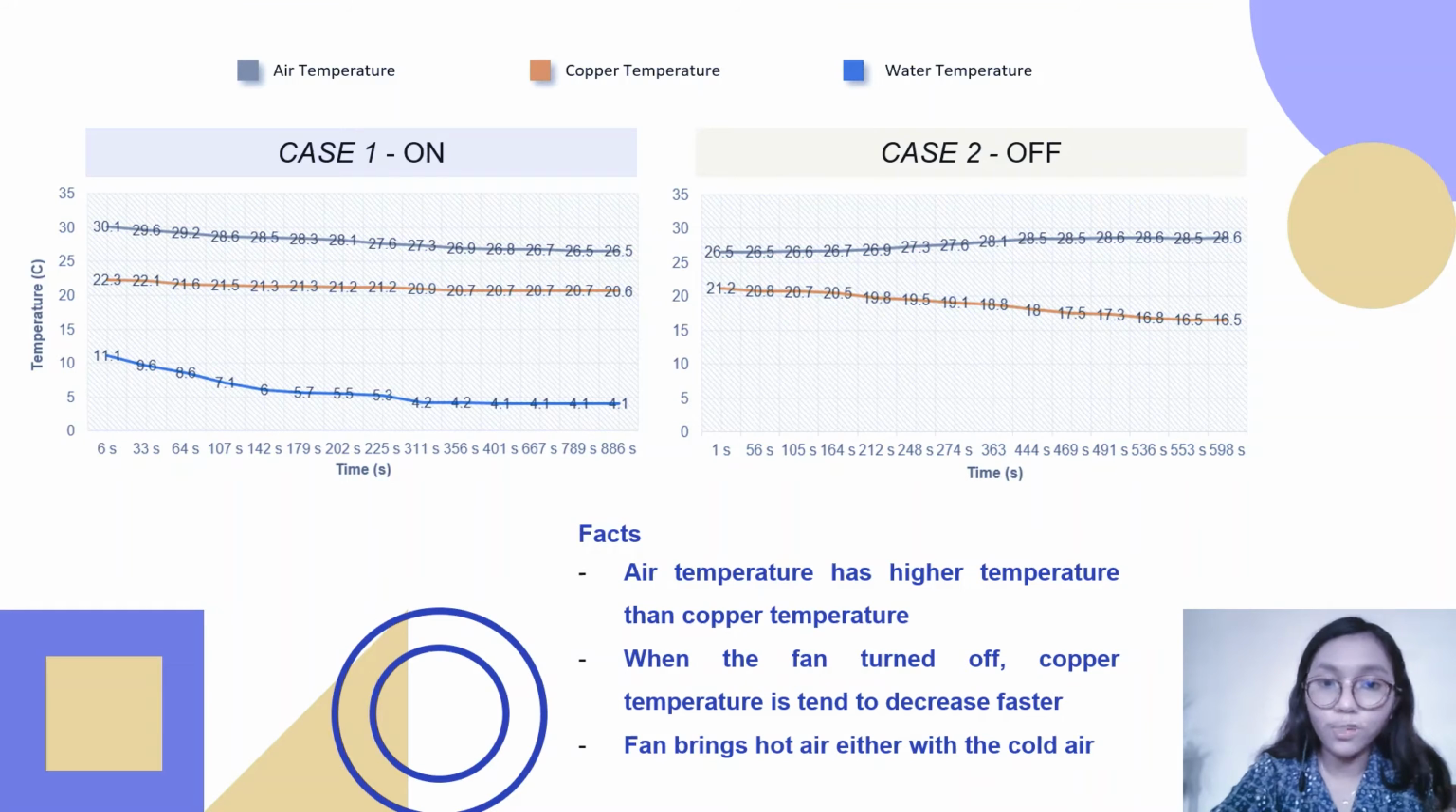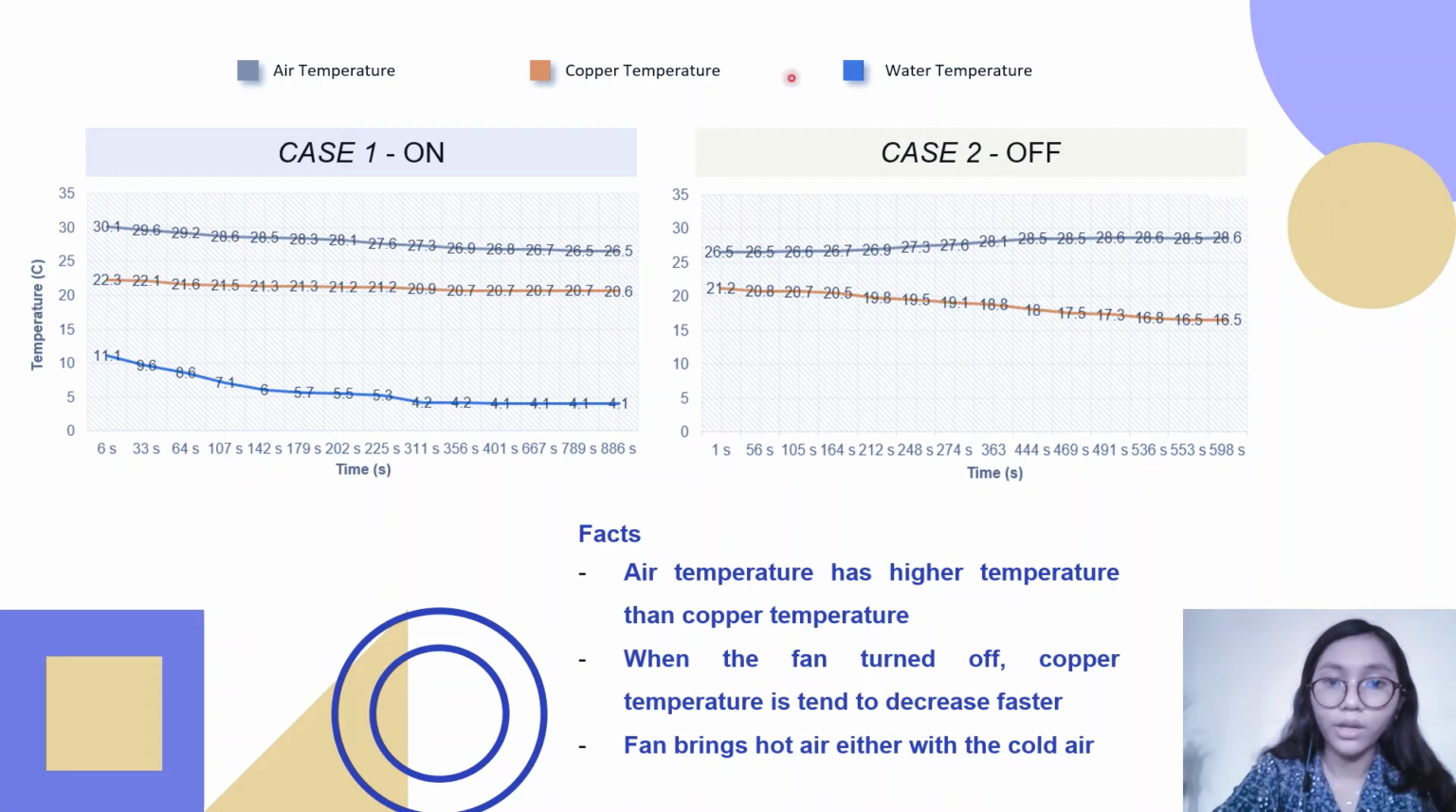With these two graphs from the previous table, we can compare the air temperature, the gray one, with the copper temperature, the orange one. While the fan turns on, both thermometers show the same characteristics. They get lower with respect to time. However, while the fan turns off, the copper temperature gets lower most likely. The temperature decreases faster than when the fan is on.